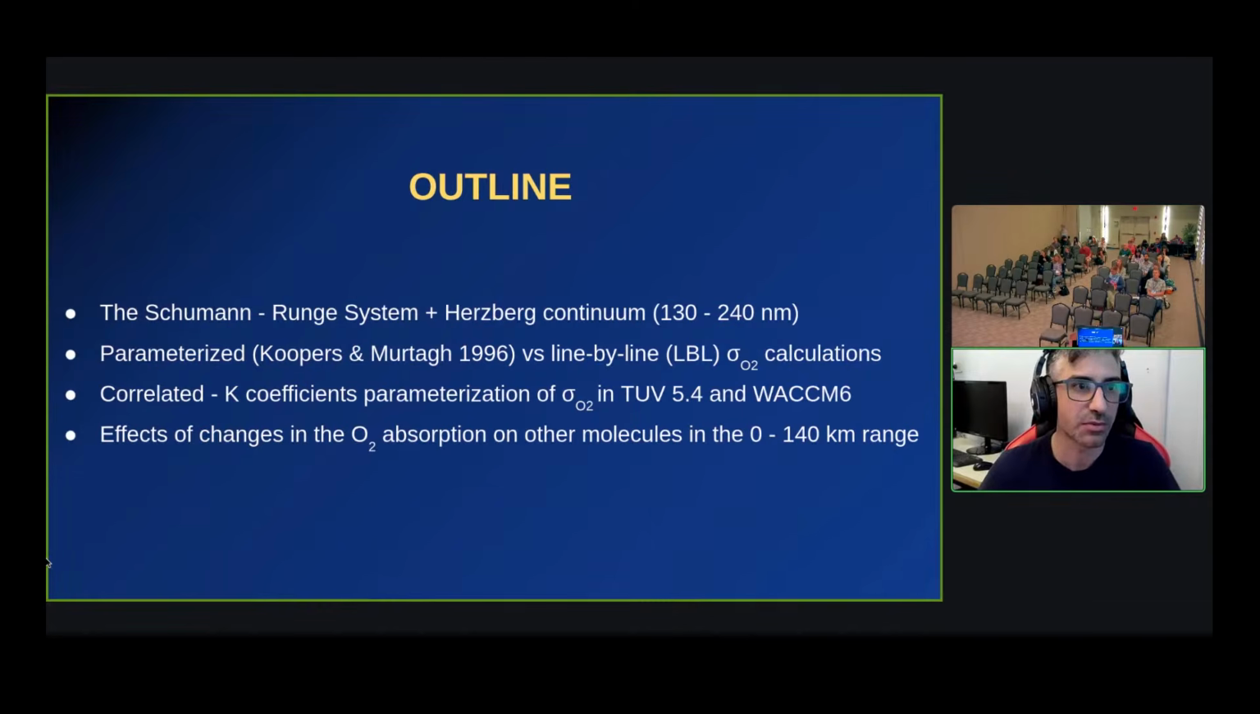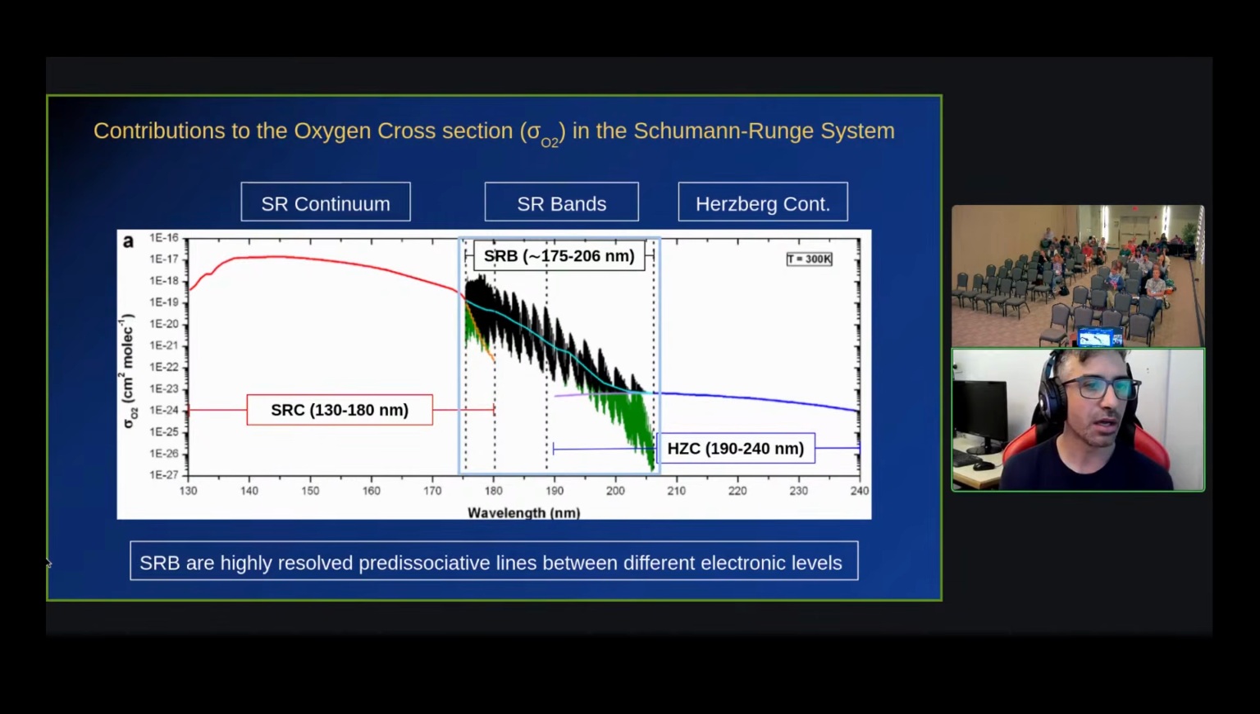0-140 kilometer range. At first, this figure shows us the Schumann-Runge system and the Herzberg continuum. In red, the Schumann-Runge continuum. In black, the Schumann-Runge bands, which are highly resolved predissociative lines between different electronic levels, and in blue, the Herzberg continuum. Note that both continua underlie the bands. We can observe too in this figure, in the cyan line, the parametrization of Cooper-Murtagh, which is the default parametrization in TUV and in WACCM.